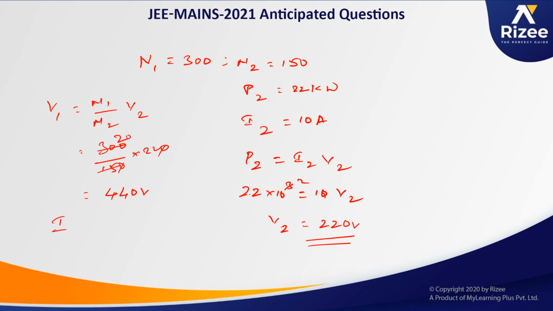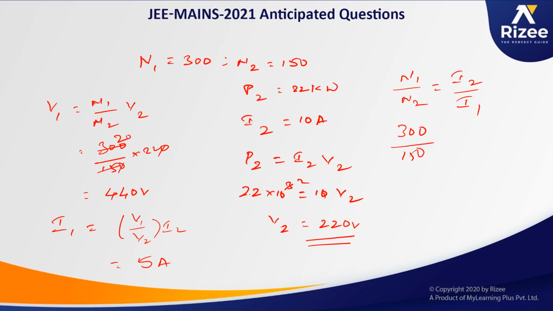So the current in the primary can be written as I1 is equal to V2 by V1 into I2. On solving you will get 5 amps. Or else directly, you can get it by taking N1 by N2 as inversely related to the currents: N1 by N2 is equal to I2 by I1. N1 is 300 and N2 is 150, equal to I2, the current in the secondary, which is 10, and you can get the current in the primary.